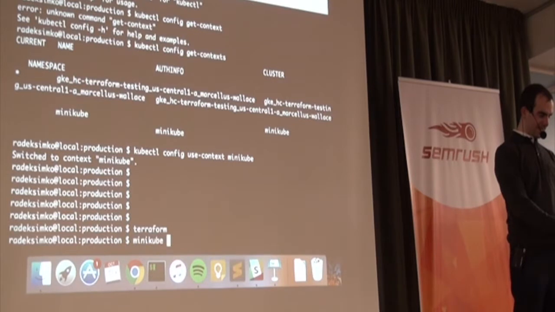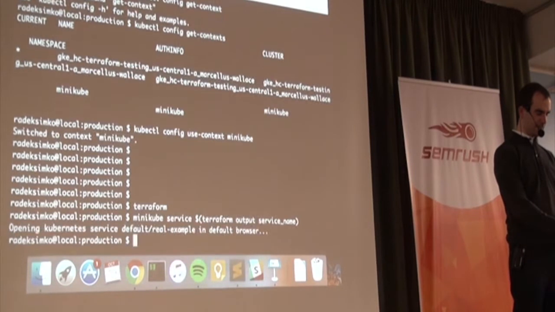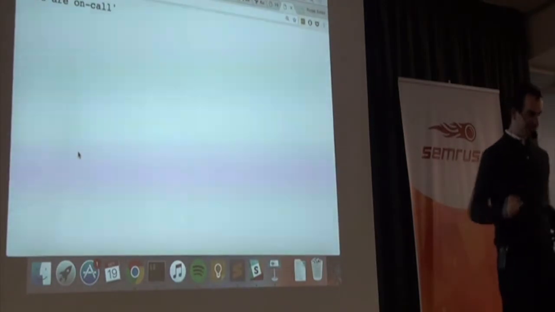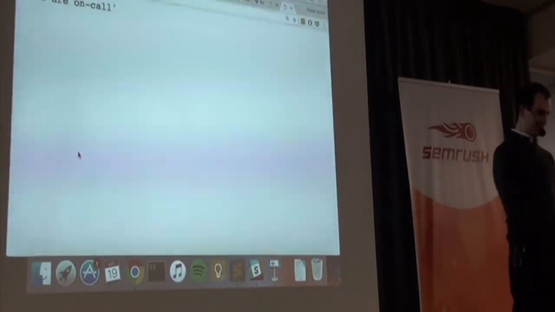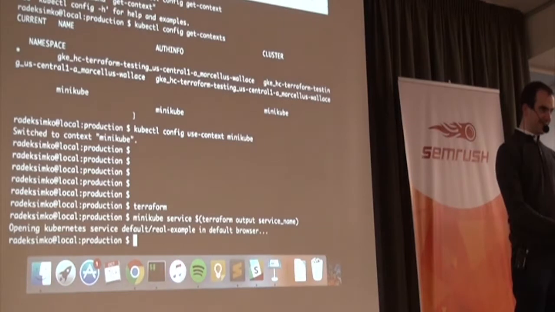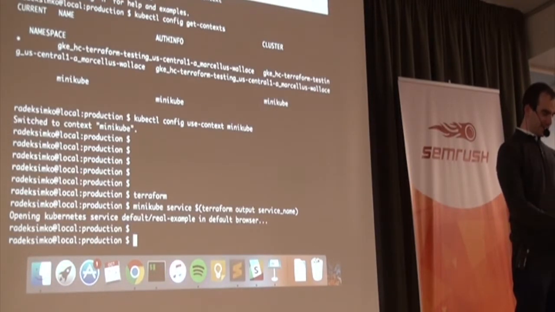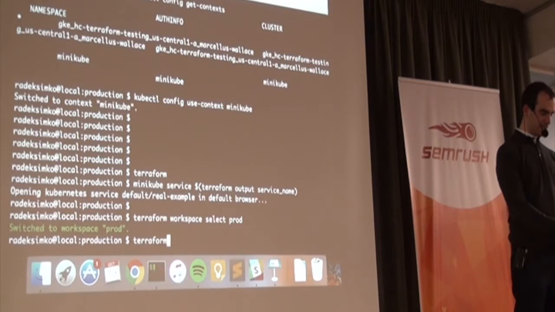So Minikube service, Terraform output service thing. Yes. Isn't that awesome? And now we get to launch that on the GKE cluster. So we just switch to workspace and select prod. Now we switch to workspace.